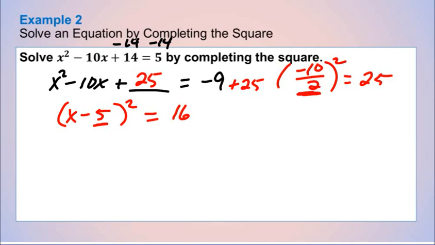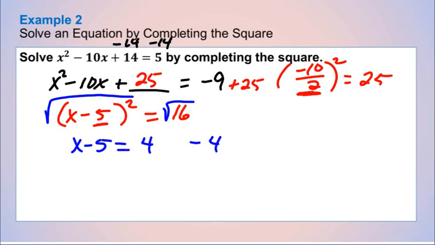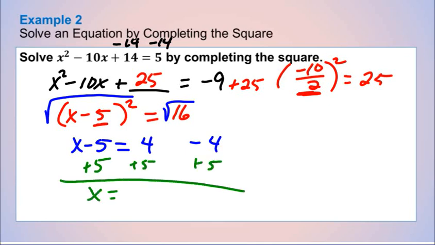Now this is from lesson 10-4 where we use the square root property. So to undo a square, I find the square root, and I'm left with x minus 5 equaling a positive 4 and a negative 4. Add 5 to both sides. X would equal 9 and positive 1.